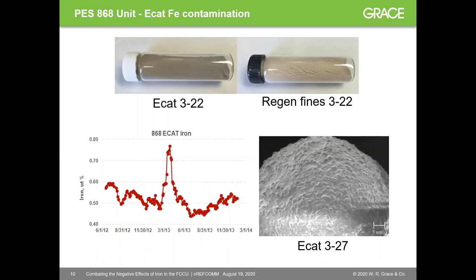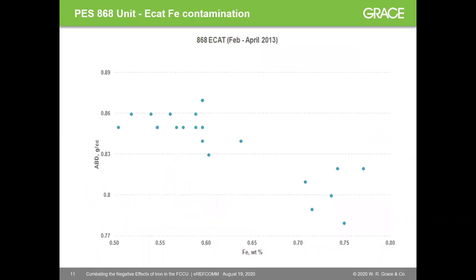Analysis of the circulating inventory showed an Ecat iron concentration increase of 0.27 weight% within a month and 0.14% within a week. And the source of iron was traced back to the crude. SEM scans confirmed the expected abnormal morphology that is detrimental to catalyst circulation. The apparent bulk density, or ABD, of the catalyst decreased by more than 0.05 during this time frame and dropped off significantly at levels over 0.65 weight% total iron on the catalyst. Minor fluidization issues persisted until the catalyst addition rates were increased to flush out the contaminant metals and restore fluidization properties.